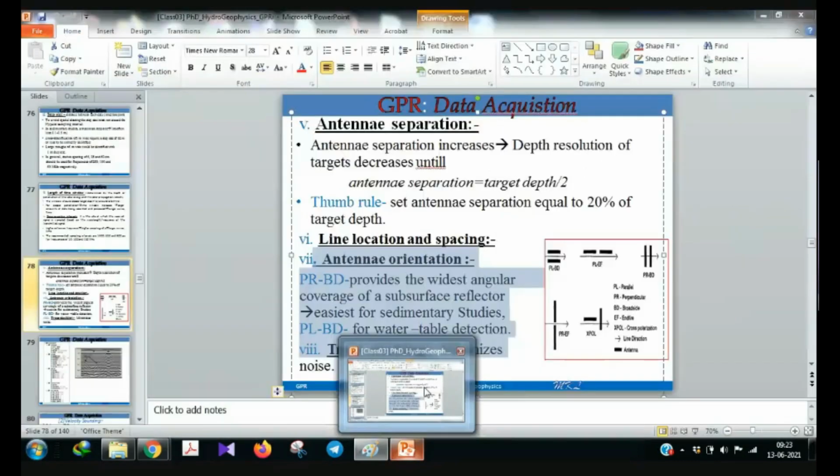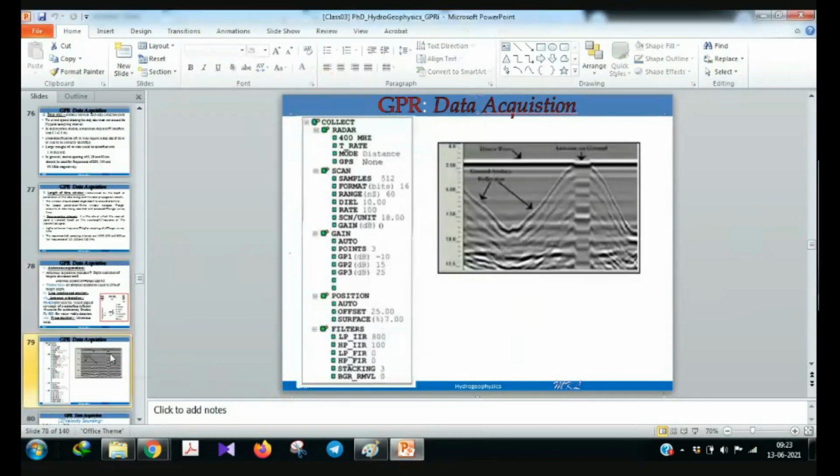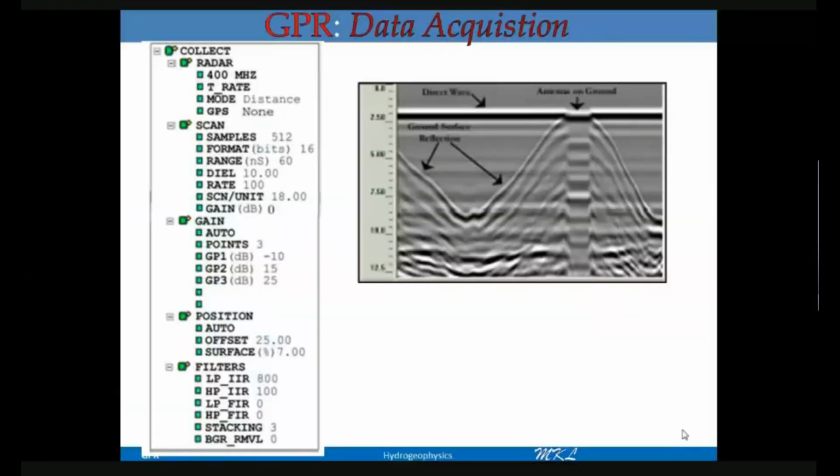Remember that. A whole lot of things are there. This is from GSSI's control unit, a control unit screenshot, and here you can see how you have to treat it. This is 400 megahertz. You have to specify the transmitting rate, the mode, and then samples, format, scan, and several other parameters. You have to fix them, and then you will be good to do the survey.